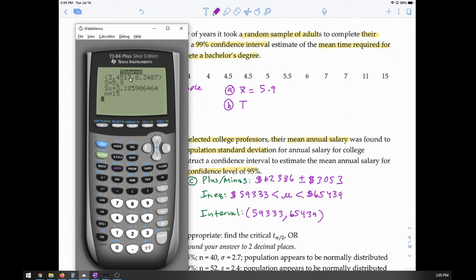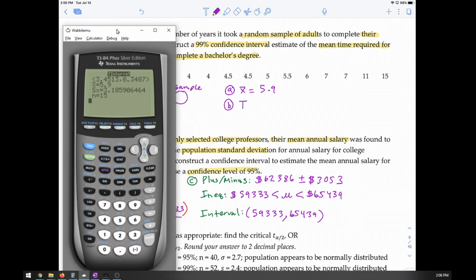And then this is my interval. This is my confidence interval. For question C, it was asking for the plus or minus form of a confidence interval, the inequality form, and lastly the interval form. With this problem, I'll just tell you that this is the interval form, right? So 3.5 is the lower, and the upper is 8.3. You should know how to do the inequality and the plus or minus, so go ahead and do that as practice. For the purpose of this video, to shorten it, I'm going to move on to the next problem.